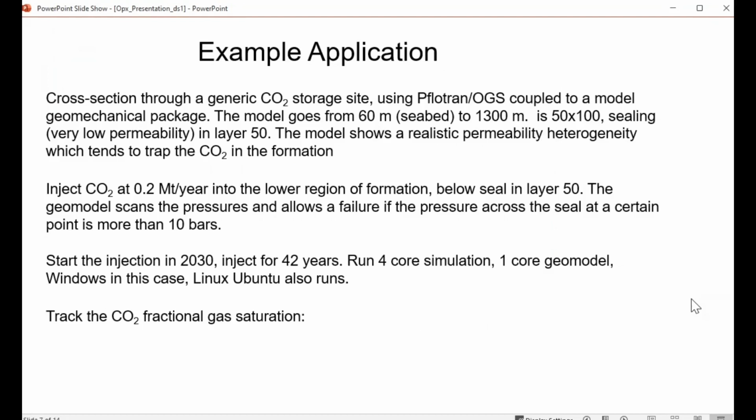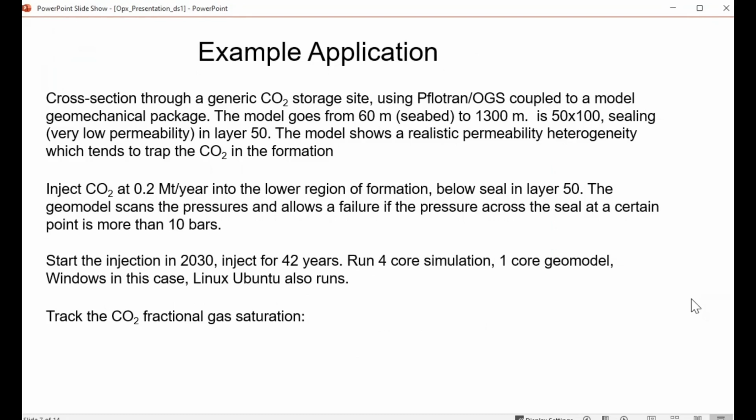So to demonstrate this, I did a little example. This is actually a cross-section through a rather generic CO2 storage site. I'm using pFlowtran OGS, and I wrote a little toy geomechanical package. The model goes right from the seabed down to 1,300 meters, and I put a sealing layer in layer 50, and I've added a fairly realistic heterogeneity to the permeability distribution. I mean, this distribution is unknown, of course, which is where the uncertainty comes in. But in this case, it's just a random log K variation.